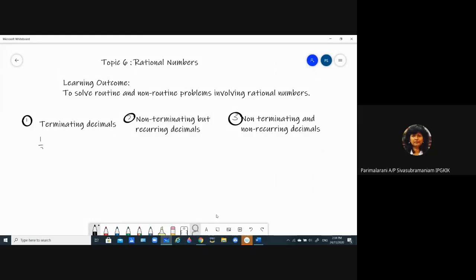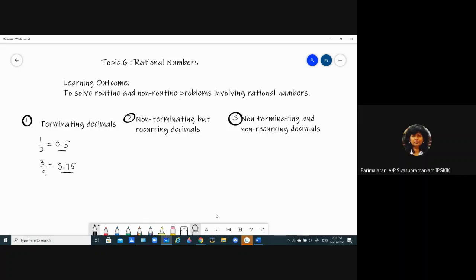For example, I have 1 over 2. I can write it as 0.5. There is no other digit after 5, so this is terminating. It has stopped here. Therefore, this number is known as a terminating decimal. 3 over 4 is also equivalent to 0.75. Since there's no other digit after 5, this number is also a terminating decimal.